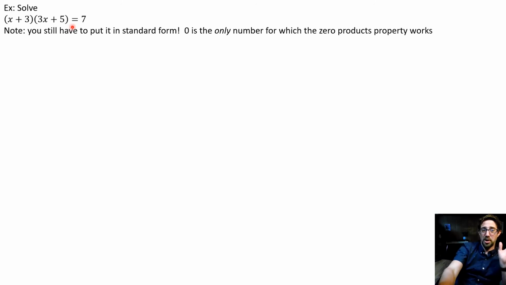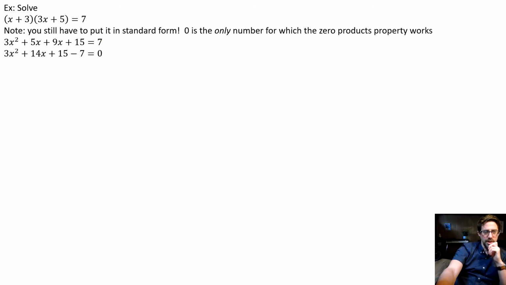Okay, and this is purposely misleading to make you think that, but just think, you do the same thing every time. So you're gonna have to FOIL this out. So that's what it is. It's 3x squared plus 5x plus 9x plus 15. Middle terms combine, and then just subtract the 7 from both sides. So you have 14x plus 8.